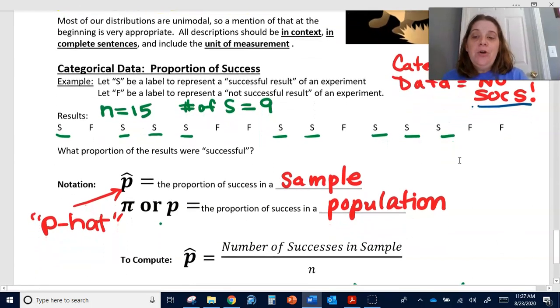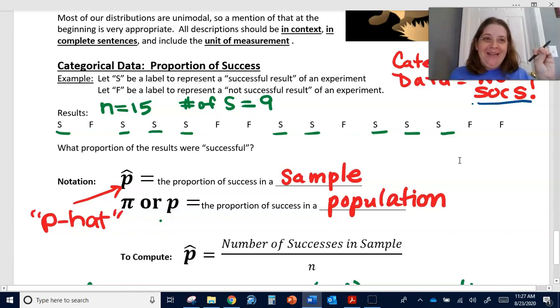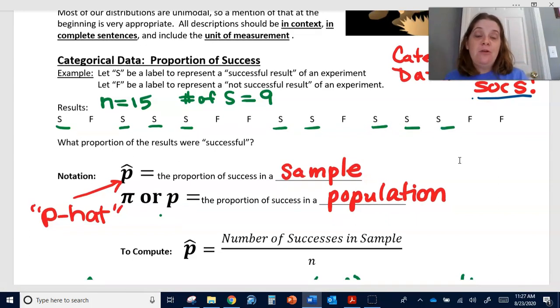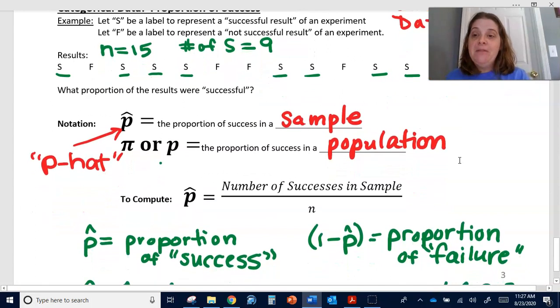Okay, so when we do this, just like with mean, where we have 2 different values, we have x bar and we have mu to represent our sample or our population. We also have the same thing with proportions for categorical data. So we have this symbolism here. It's this P with this little, it looks almost like an upside down V on top of it. This is called P hat. So P hat is the proportion of success in a sample.